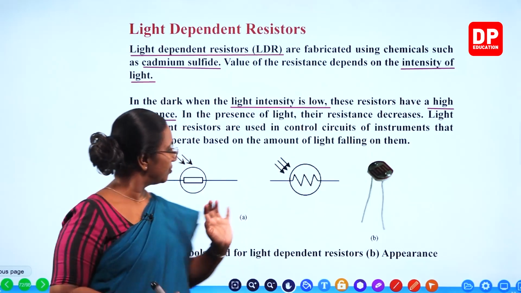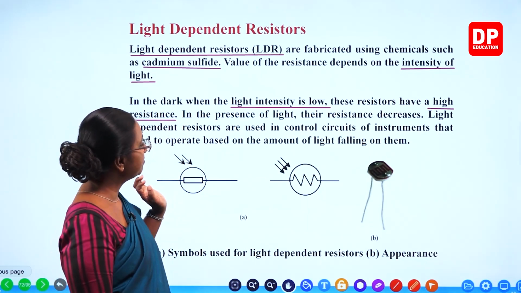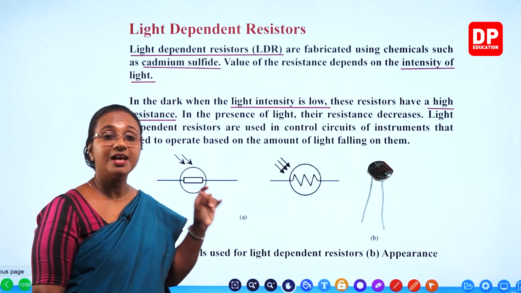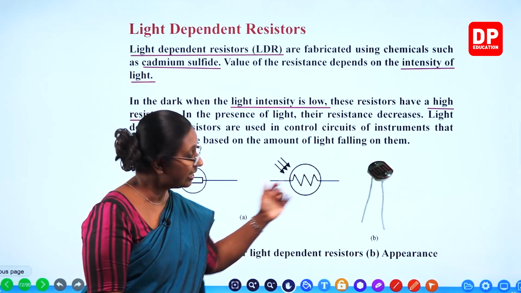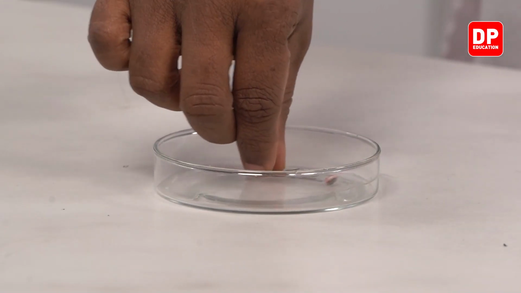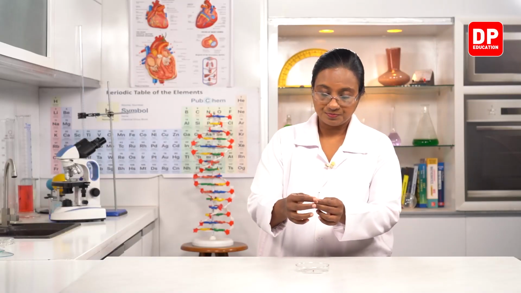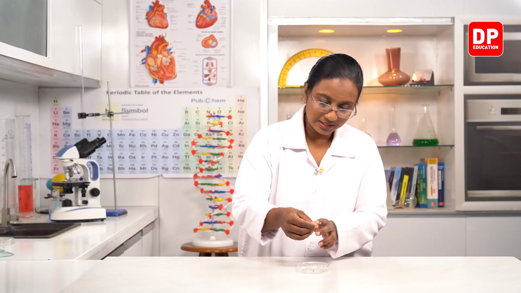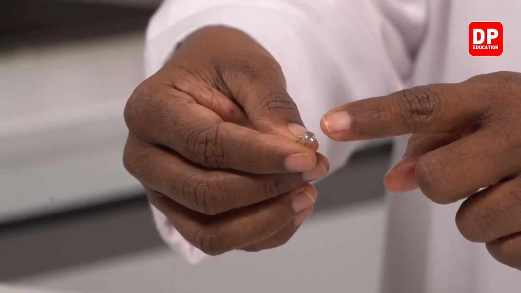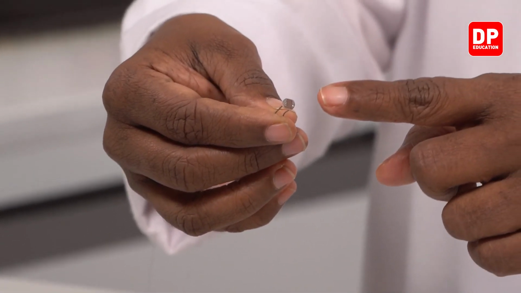Okay, students. So now that you know the circuit symbols of light-dependent resistors, I will go to the lab and show you a light-dependent resistor. So we have been discussing different types of resistors, and under that the third type, that is the light-dependent resistor or the LDR. So here I have two LDRs. If you look at the LDR here, can you see the surface? So that part is sensitive to light.